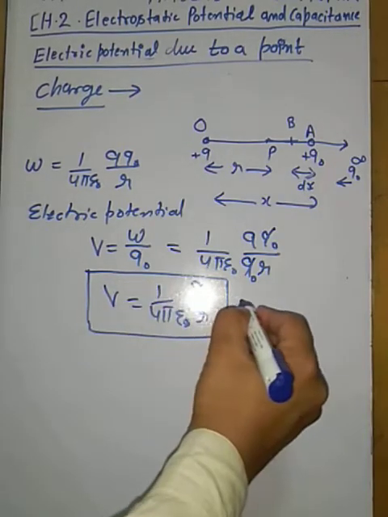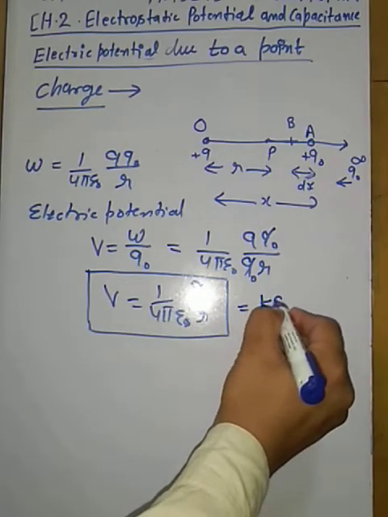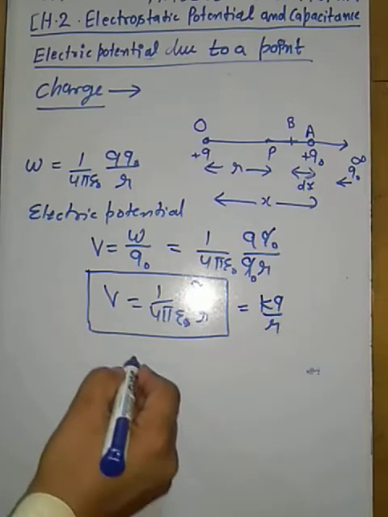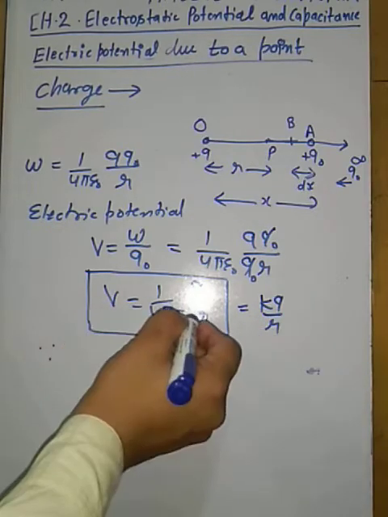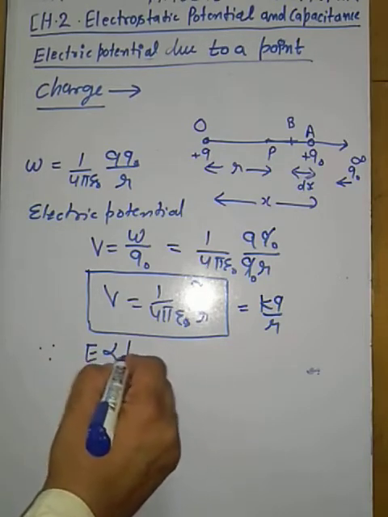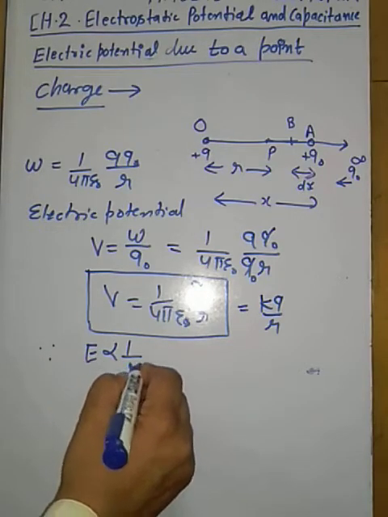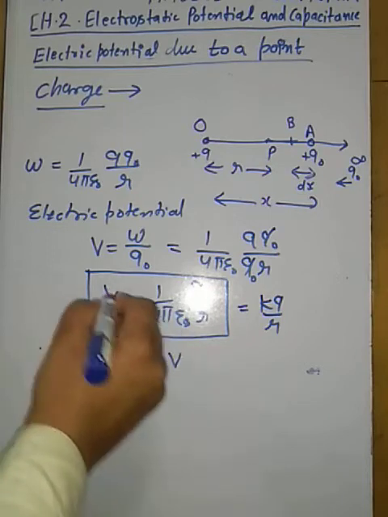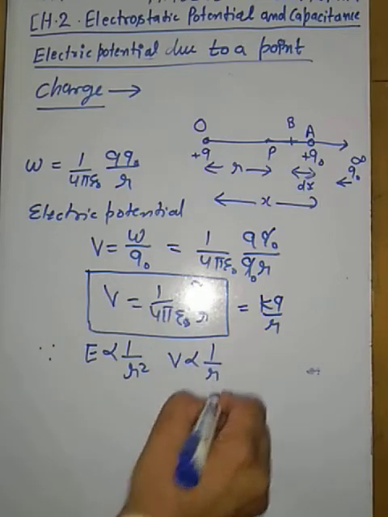Now, in short form, it may also be written as kQ upon r. Now, what is the conclusion? The electric field we found due to the point charge was inversely proportional to r square, whereas potential is inversely proportional to r.